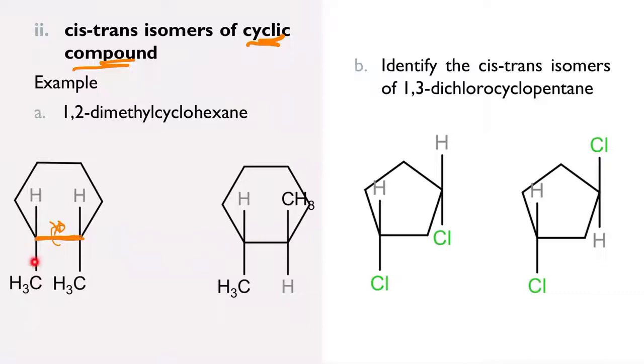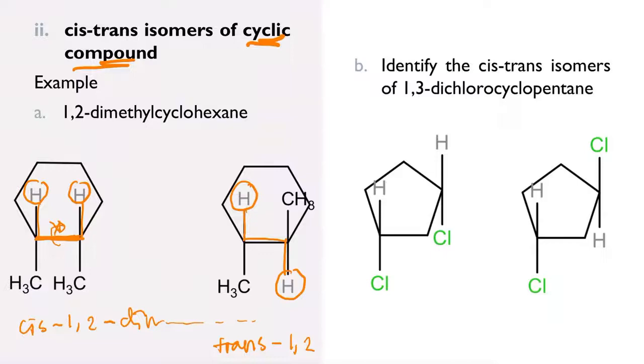Lagi satu, awak ada substituents, two substituents, different substituents at each carbon. So, hydrogen and hydrogen, they are on the same side, right? So, this is a cis, 1,2-dimethylcyclohexane. Ini pula, they are on the opposite side. So, this is a trans 1,2-dimethylcyclohexane, alright? How about this one?